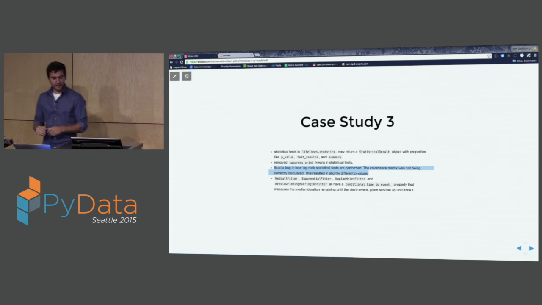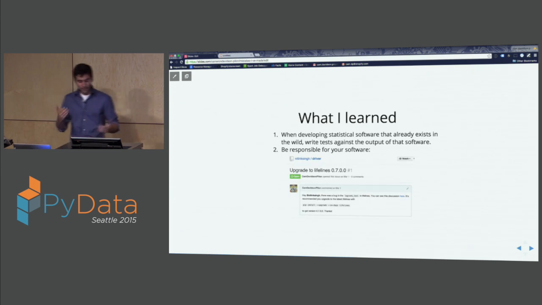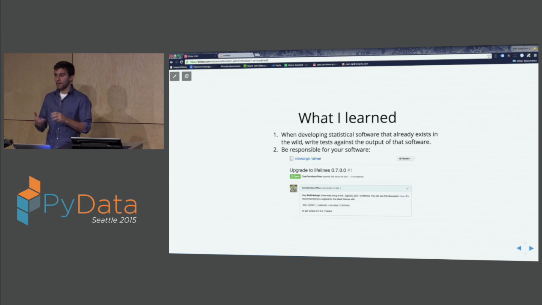So I had to fix the bug immediately, roll a new release, and release it. The problem was I didn't have enough tests for that implementation. So what I learned was when developing statistical software that already exists in the wild, it's best to test against that software. What I should have done is write my implementation, get a bunch of input values, and then compare that output versus R's output, and actually hard code that R output into my test just to confirm and make sure I never do a regression.